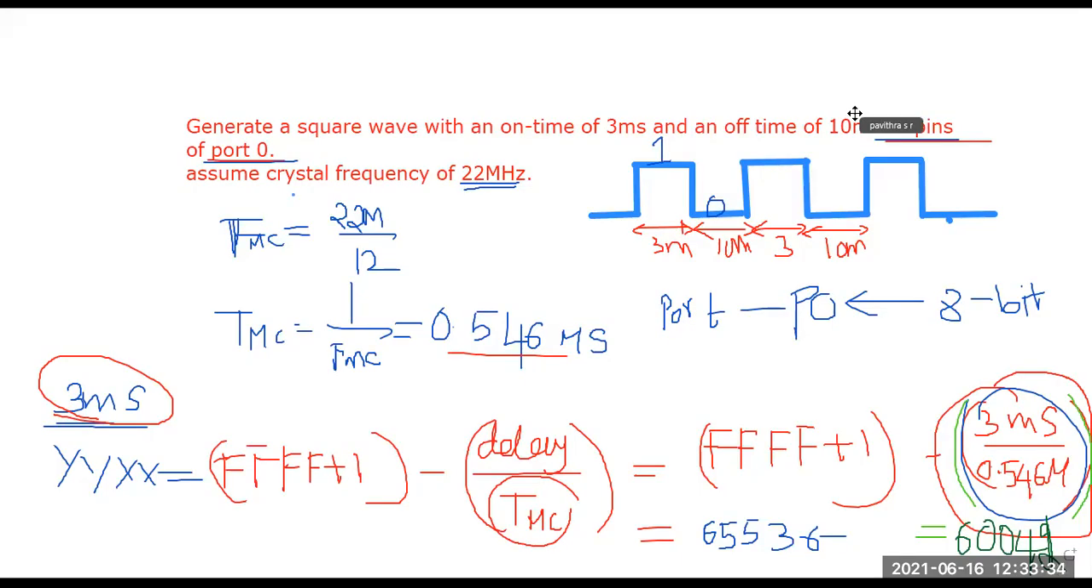What is the value? EA89 was there, so plus 1 you're going to get EA8A. Okay, that is the value for 3 millisecond. Let us write down that one. Similarly, you calculate for 10 millisecond now. Same YYXX, you calculate for 10 millisecond.